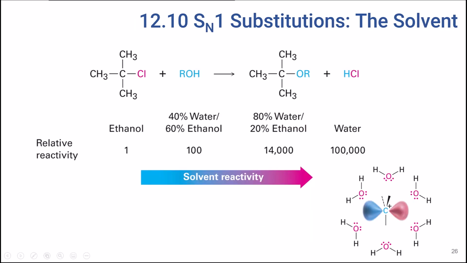The solvents that we want to use for SN1 reactions are polar protic because they support the cation. So these electron lone pairs around here can support the carbocation that is formed. If we did this particular reaction with ethanol and some alcohol, water is going to be the speediest reaction followed by a mixture. And then ethanol by itself, which doesn't donate protons very easily, is 1.